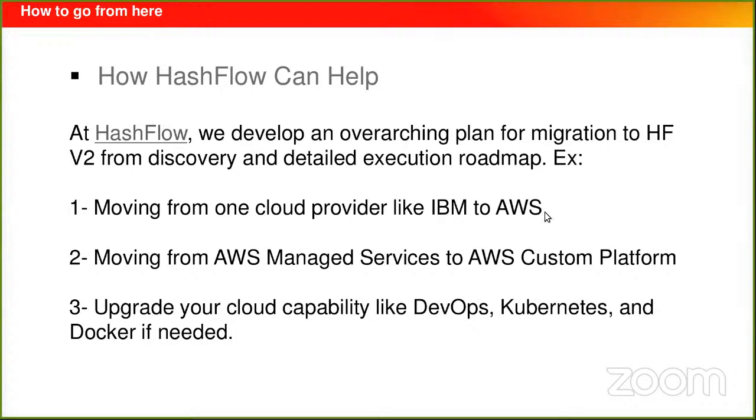We're working on different migration plans for going to version 2, like going from one cloud provider to another, moving from managed services to a custom platform, or even doing any capability upgrade on your DevOps or Kubernetes, because when you're going from IBM to AWS, you may need to do some work on your DevOps too.